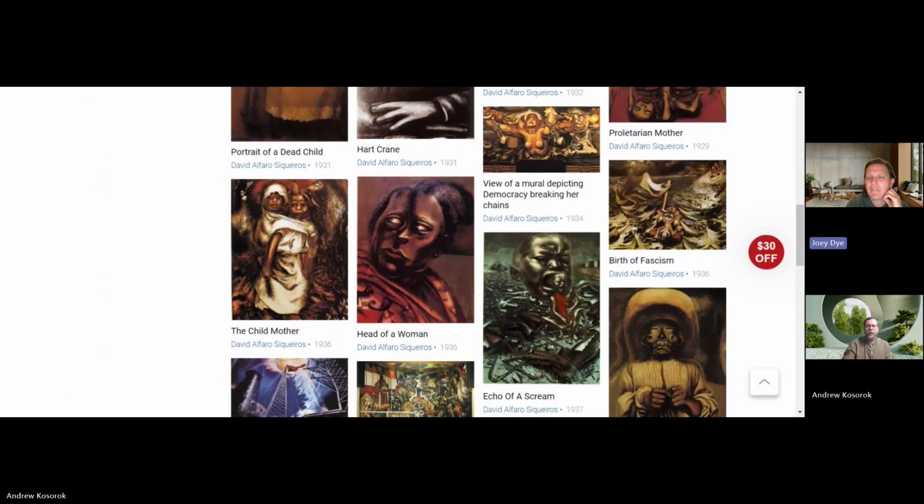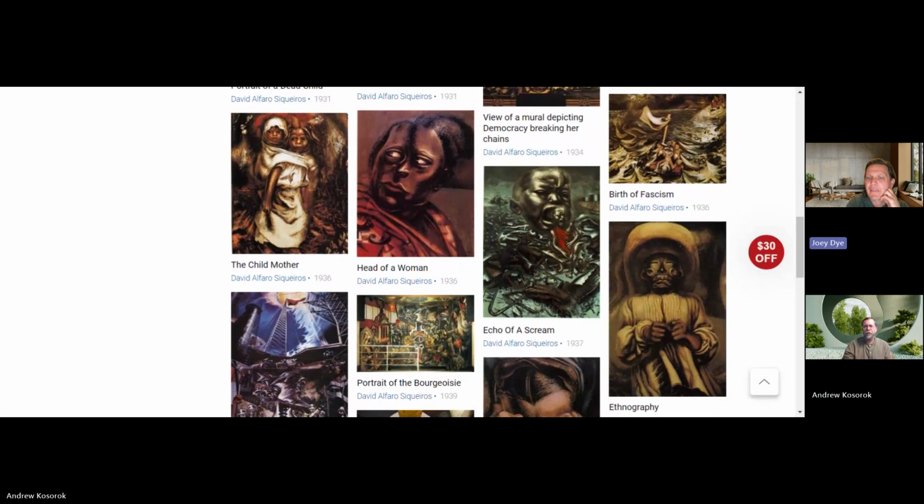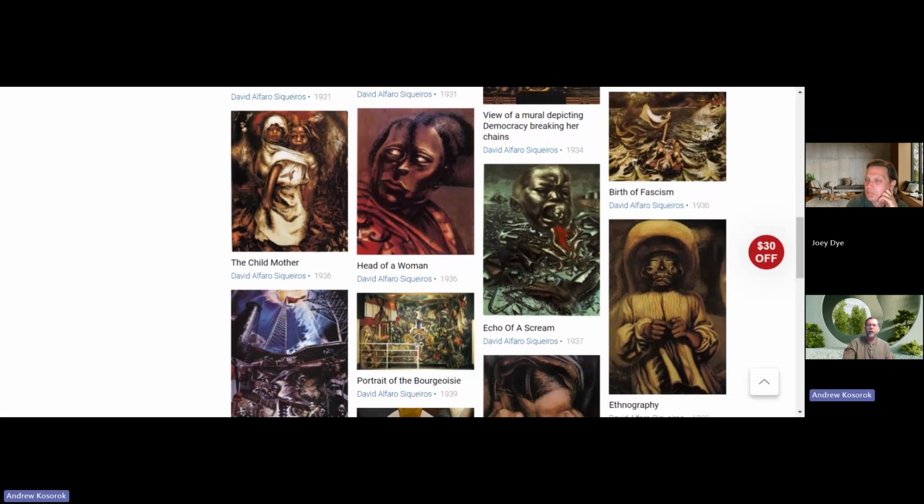Yeah, interesting that there wasn't more censorship, that they have this much free reign. And some of these feel really, really painfully confrontational.